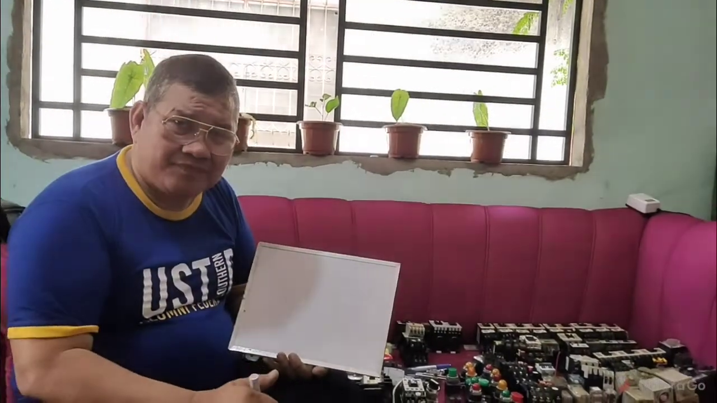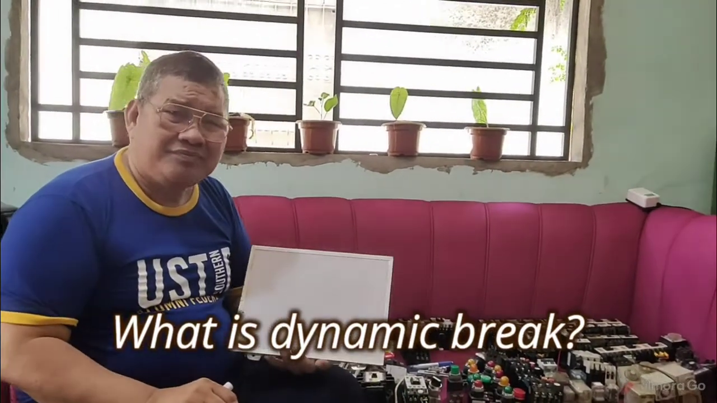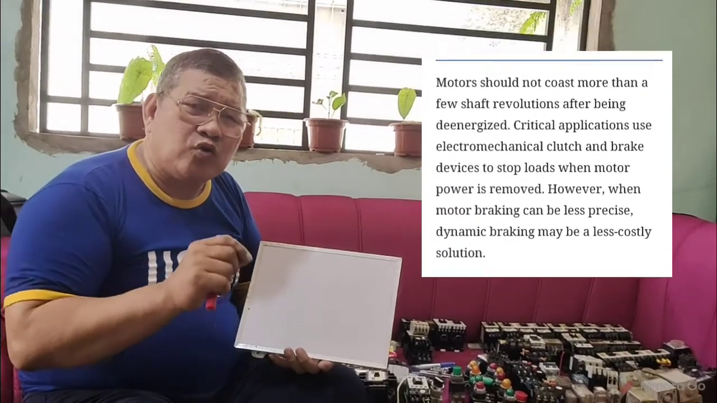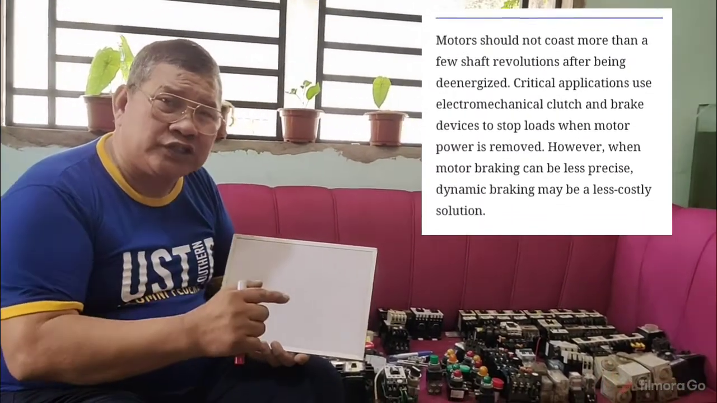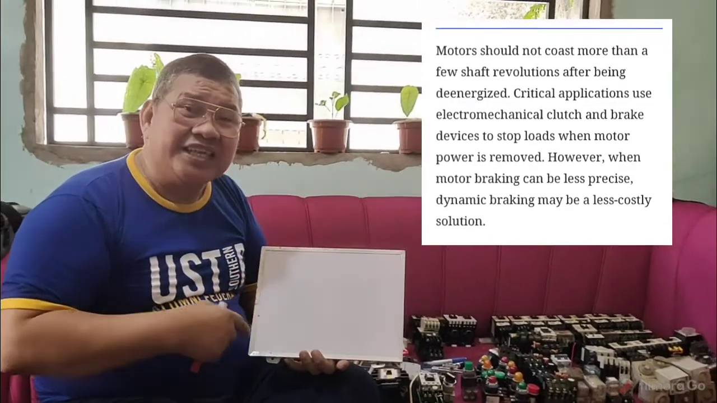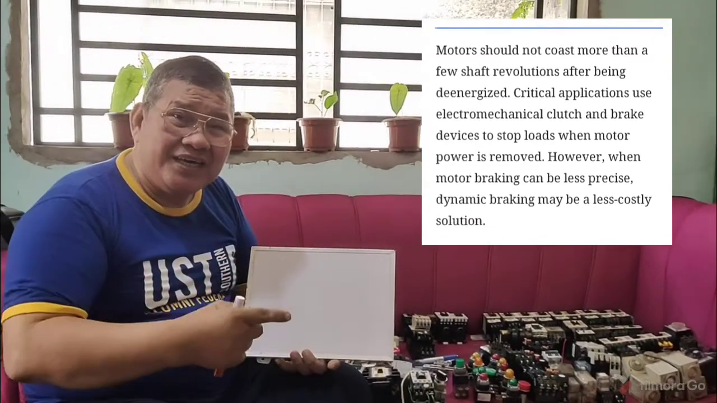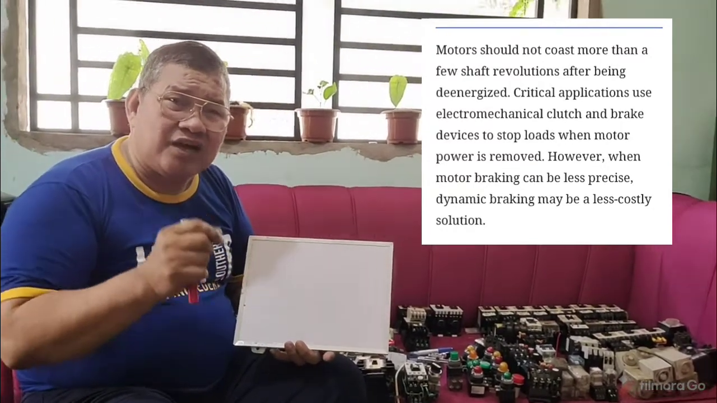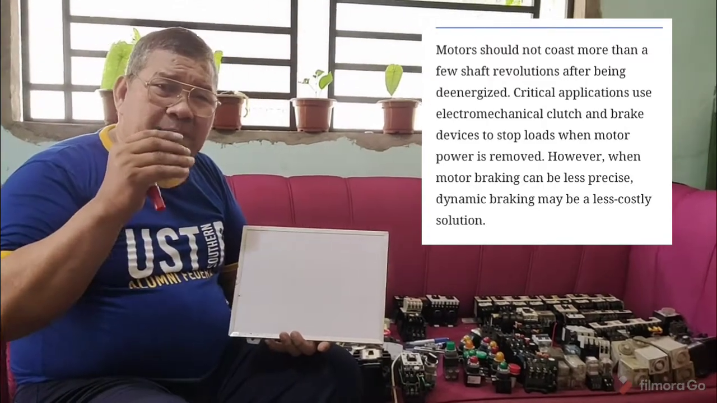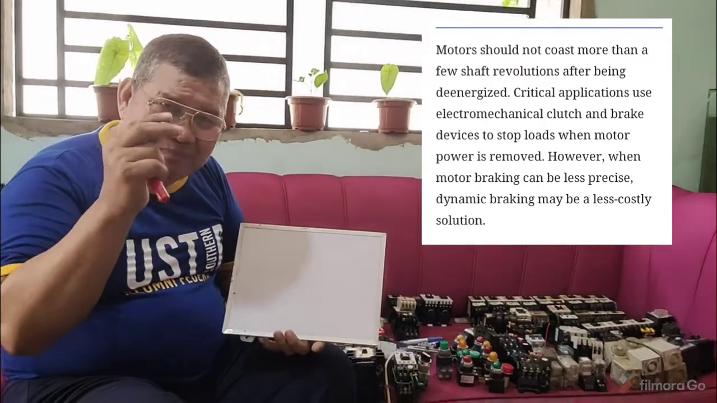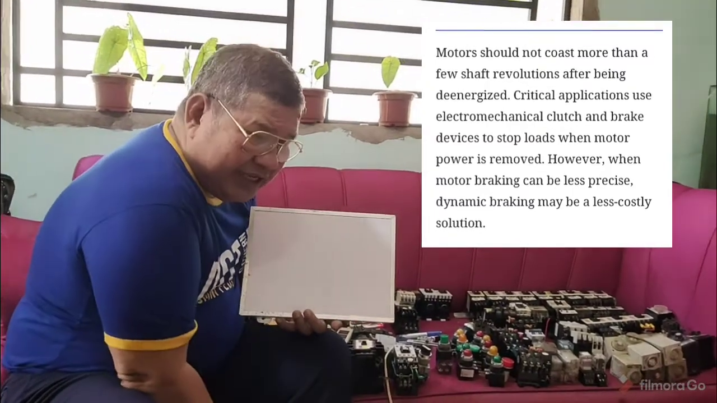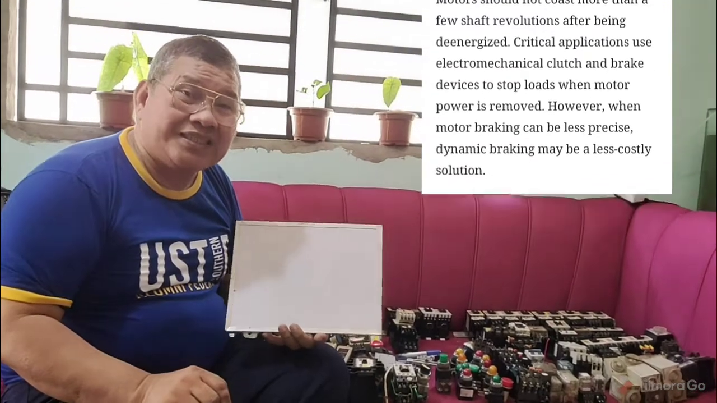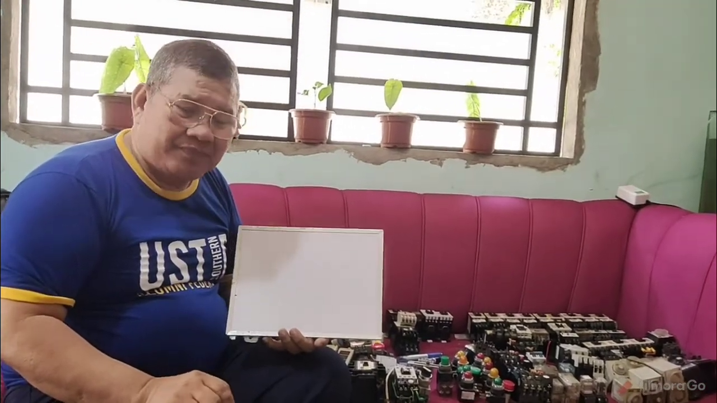Now, what is this dynamic brake? Usually, when you stop, the motor is already disconnected from the source, but there is still an extra rotation. We want to eliminate that extra rotation because the application needs it. We need to have a dynamic or a quick stop.